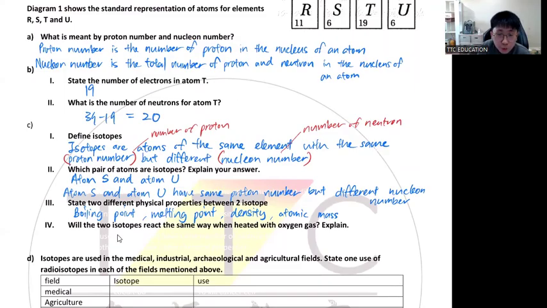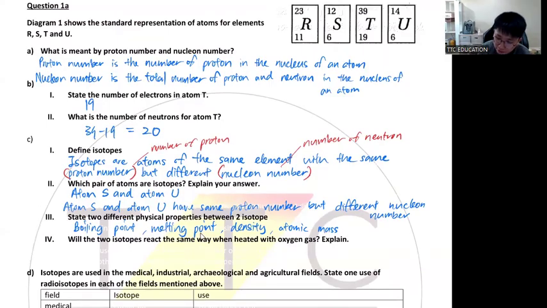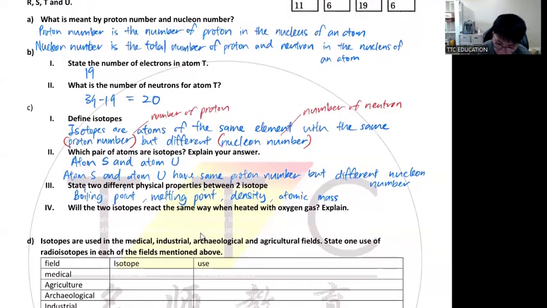Will the two isotopes react the same way when heated with oxygen gas? Guys, when they say heated, react, this is all about chemical properties. And chemical properties depend on what? Depends on valence electron. So imagine, let's say, now your S is 2.6 and 2.6... so 2.4, 2.4. Because they have the same valence electron, they should react the same way. So the answer is yes.